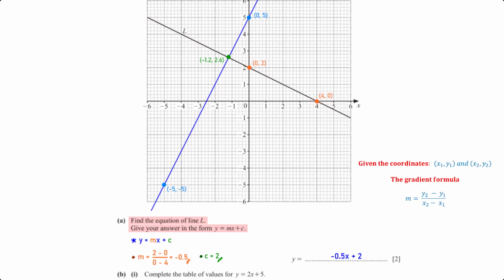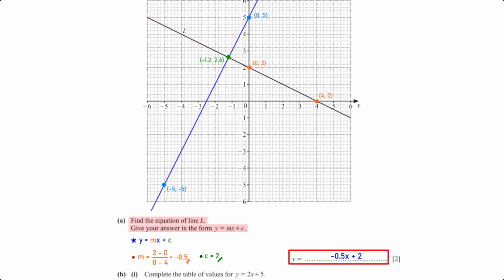Then we apply the gradient formula. This gives us 2 minus 0 divided by 0 minus 4, which is equal to negative 0.5. To get c, we simply pick the y value of the point on the y-axis through which line L passes, and that is 2. So we have y equals negative 0.5x plus 2.